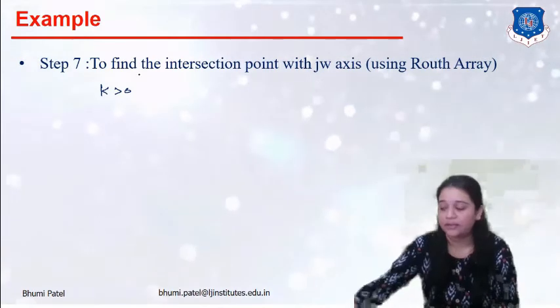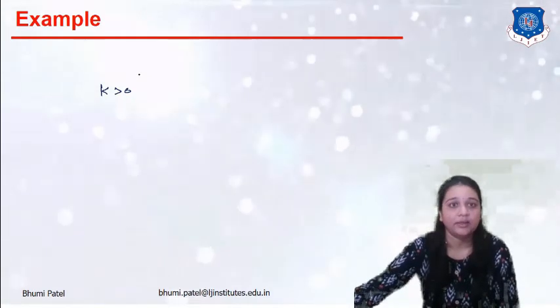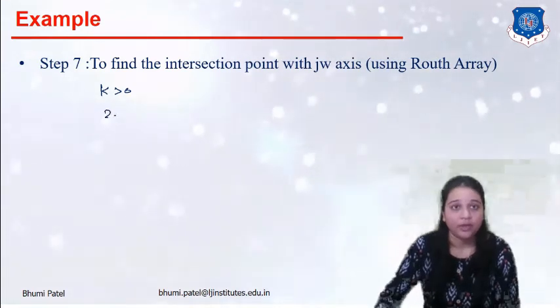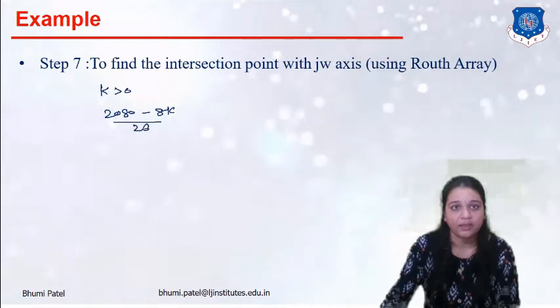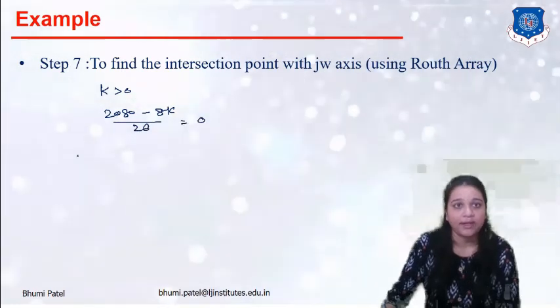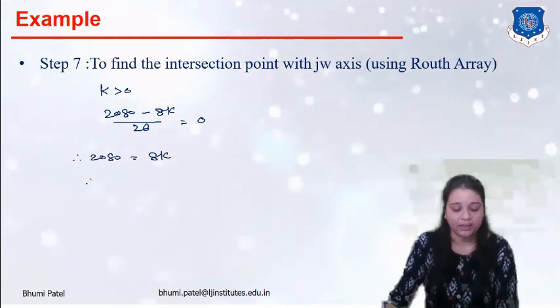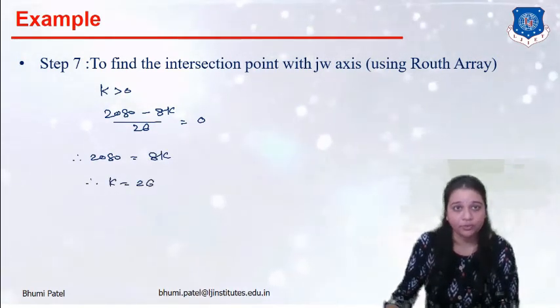Okay, using the s raised to 0 term, the next is 2080 minus 8k divided by 26 is equal to 0. That means 2080 is equal to 8k. So we can get k is equal to 260.